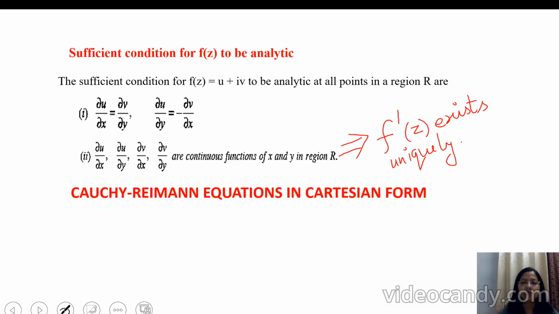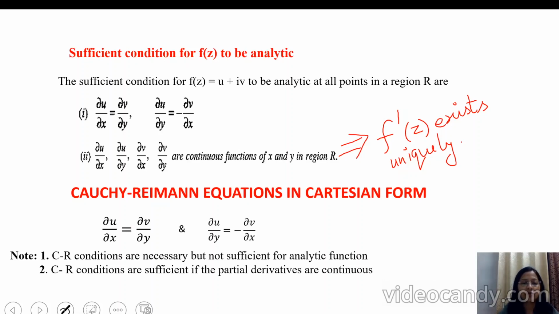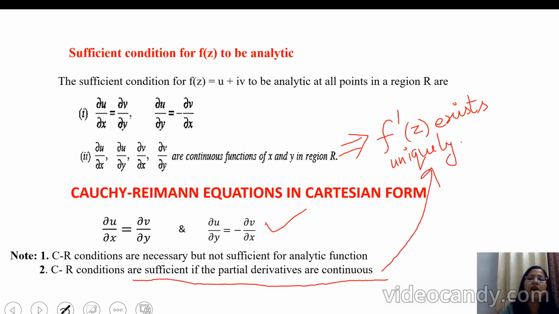Cauchy-Riemann equations in Cartesian coordinates, we have already seen that ux = vy and uy = -vx. Right. So I have already told you that CR equations are a necessary condition but not sufficient for an analytic function. CR conditions are sufficient if partial derivatives are continuous. So that means the sufficient condition is what? All the partial derivatives are continuous, which shows that the derivative exists uniquely. So this point you have to remember.